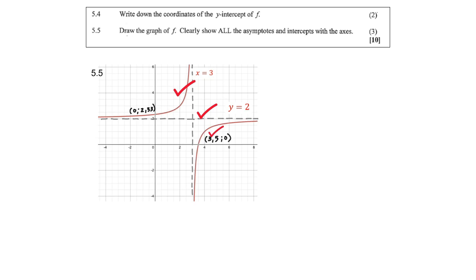At question 5.5, many students were able to sketch the hyperbola having the correct shape, but they failed to label the asymptotes and the intercepts with the axes on their sketch graphs, so they were not awarded marks for the asymptotes and intercepts with the axes because their sketches were not drawn to scale. So make sure to clearly label asymptotes and intercepts.